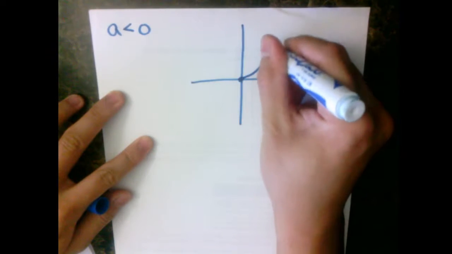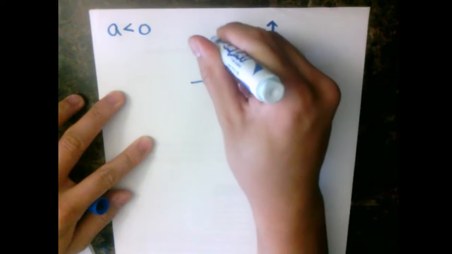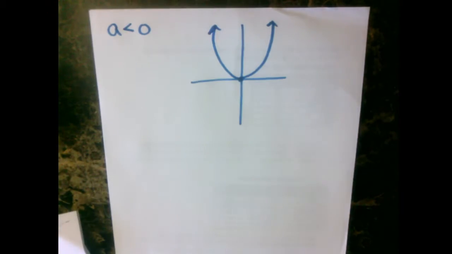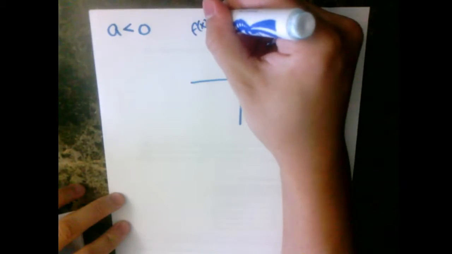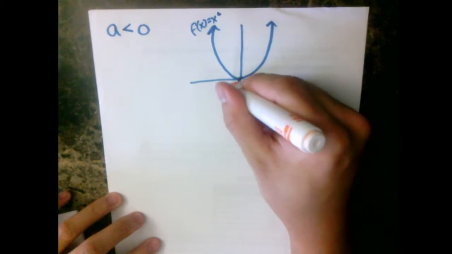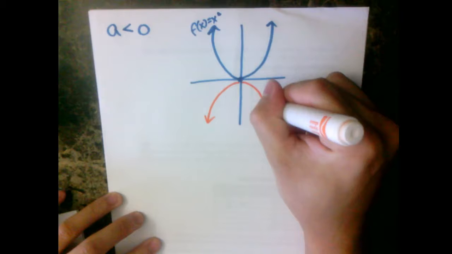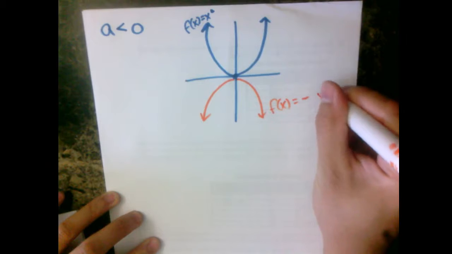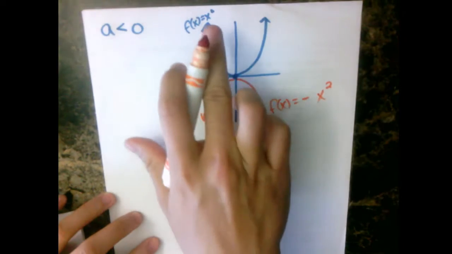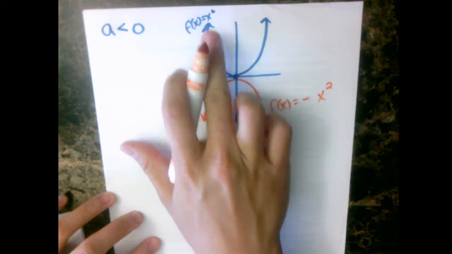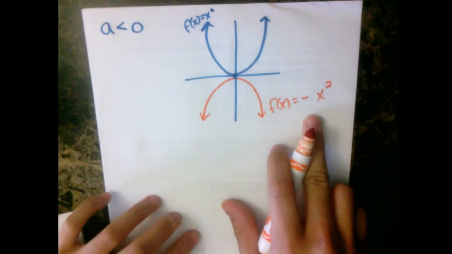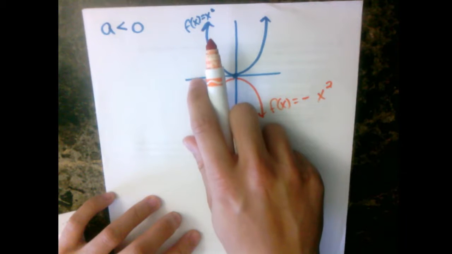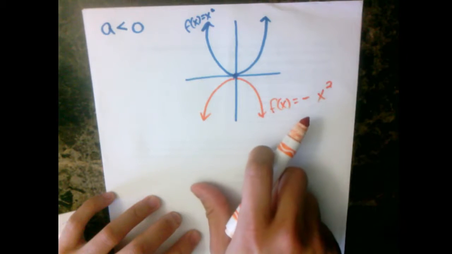So here is your base graph, and I'm going to do all of your base graphs in blue. This is f of x equals x squared. That's your base or parent function. We talked about that in class. Here's a different example: f of x is equal to negative x squared. You'll notice the difference between these two. This one is x squared, and down here you've got negative x squared. The difference is that with x squared you have a positive 1 as your a, and with negative x squared you have a negative 1.